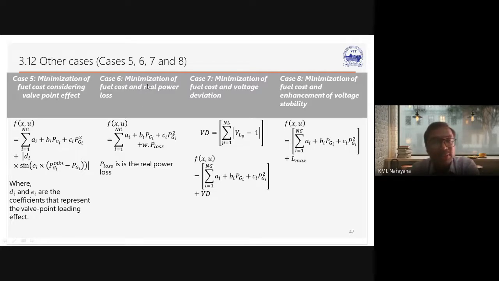In case 6, there are two objectives included here. One is the minimization of the fuel cost and the other is the minimization of the real power loss. In case 7, there are two objectives included: minimization of the fuel cost and voltage deviation. Case 8 considers two objectives: minimization of the fuel cost and enhancement of the voltage stability. The corresponding fitness function is given here.